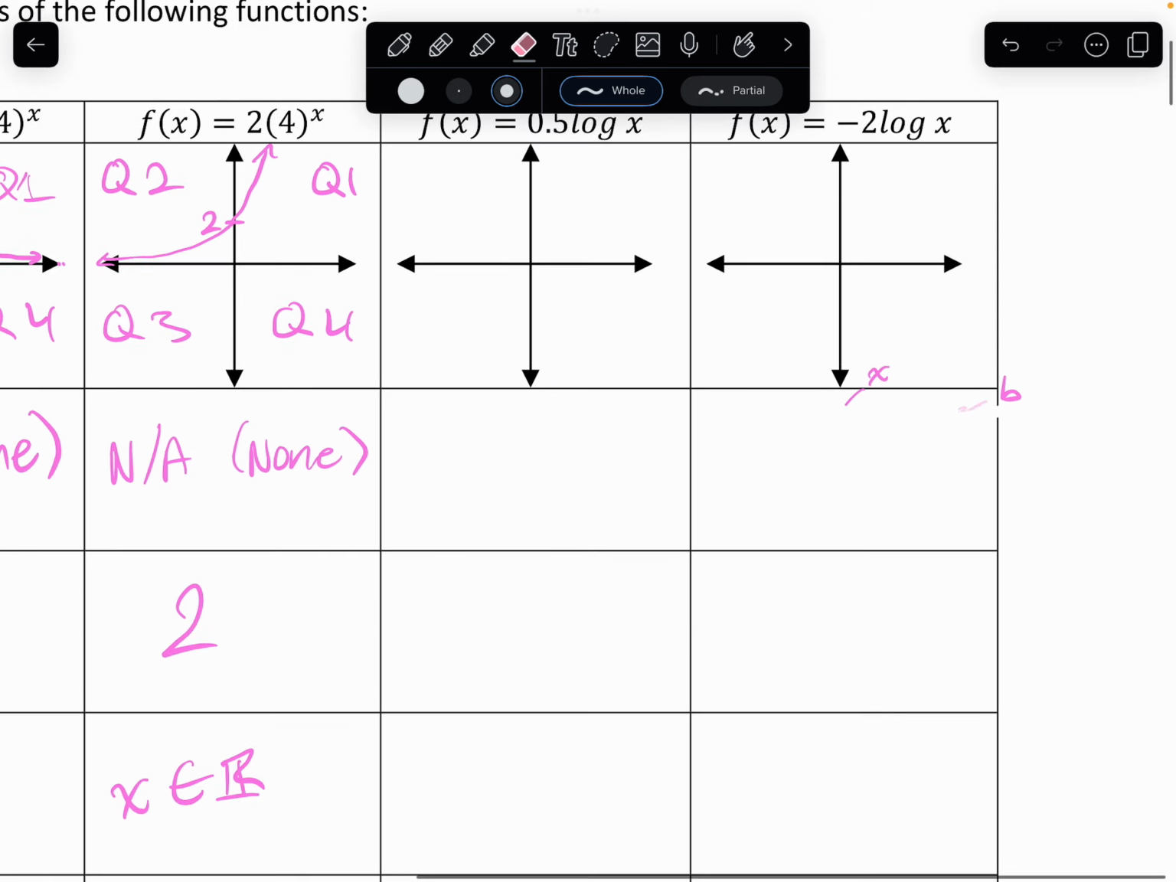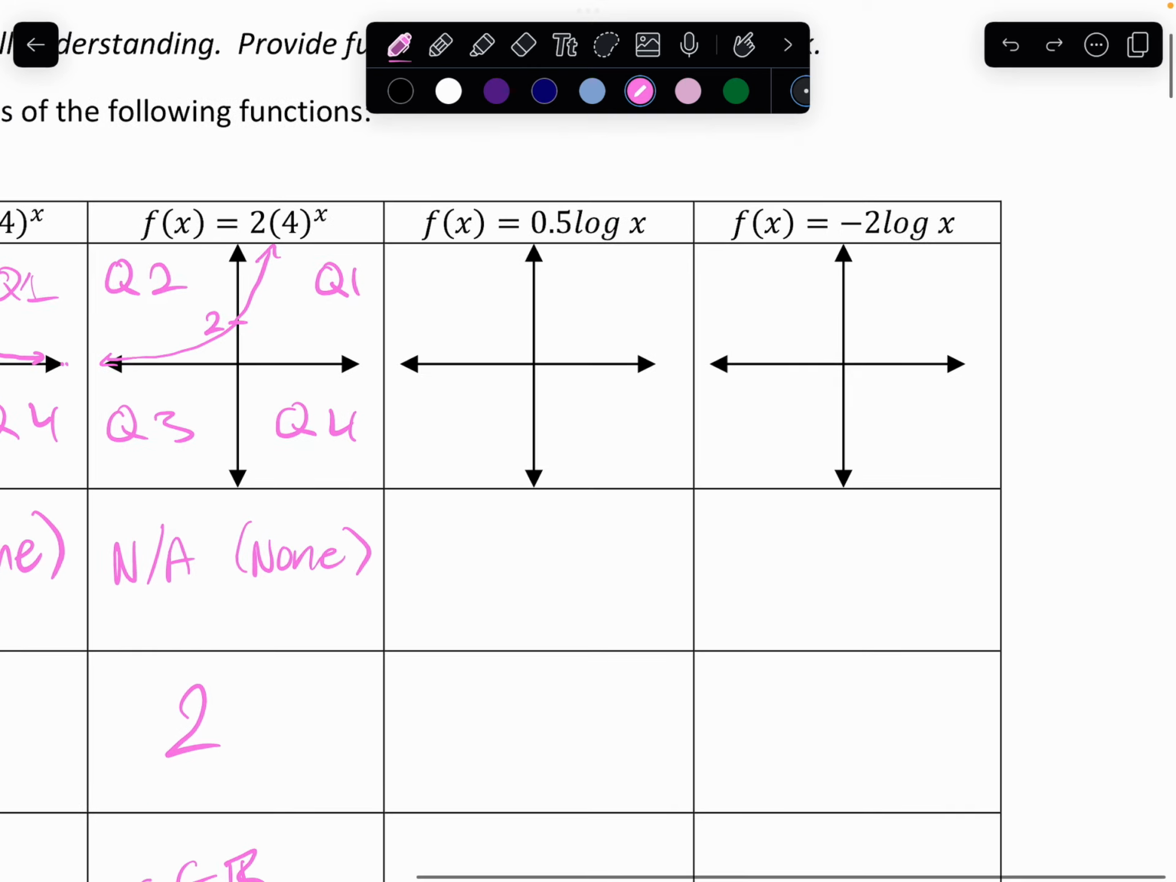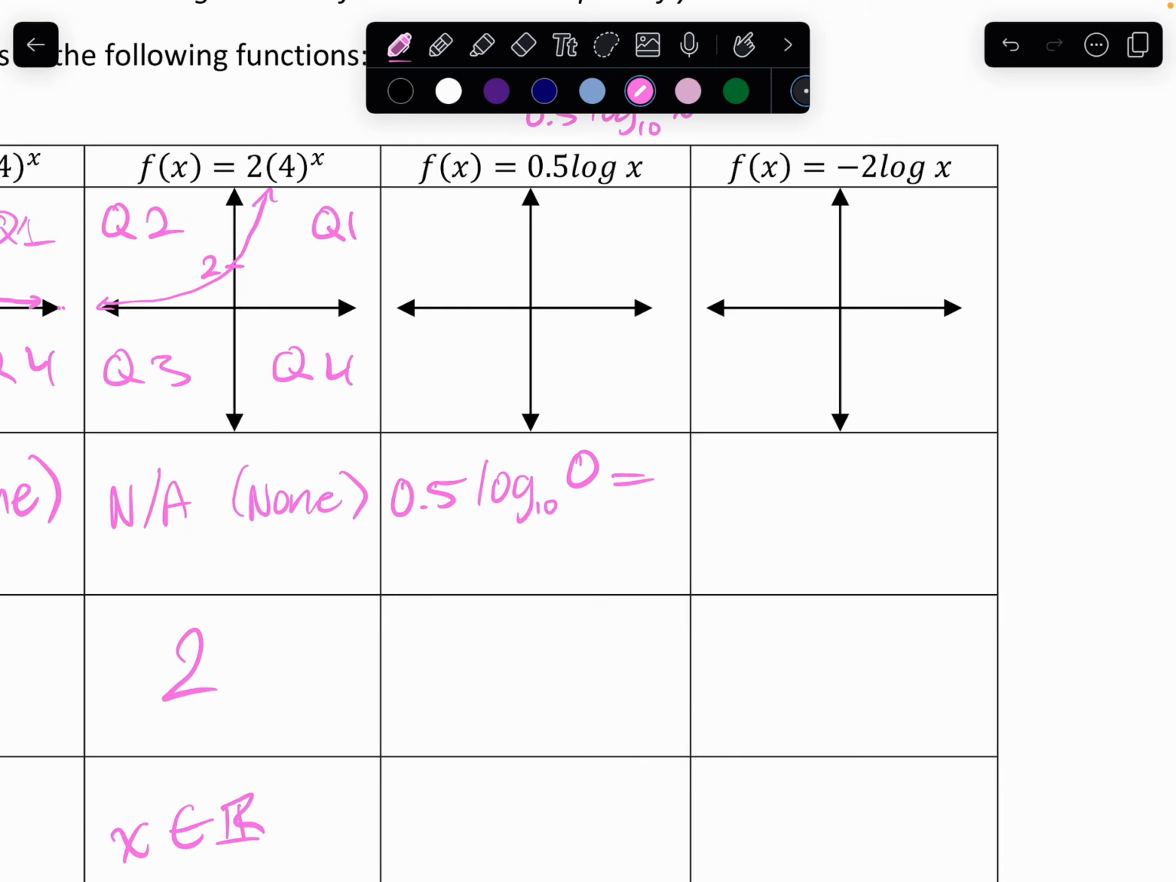Log without a defined base, if it just has log and there's no a down here, you just assume it's 10. So this can be rewritten as 0.5 log base 10 of x, which we don't need now, but is useful information. So let's just assume it's that. 0.5 log 10, let's let it equal 0, equals what? Well, 10 to the power of what is 0, right? That's what it's saying. Well, let's go over here. Let's try to figure out 10 to the power of what is 0.